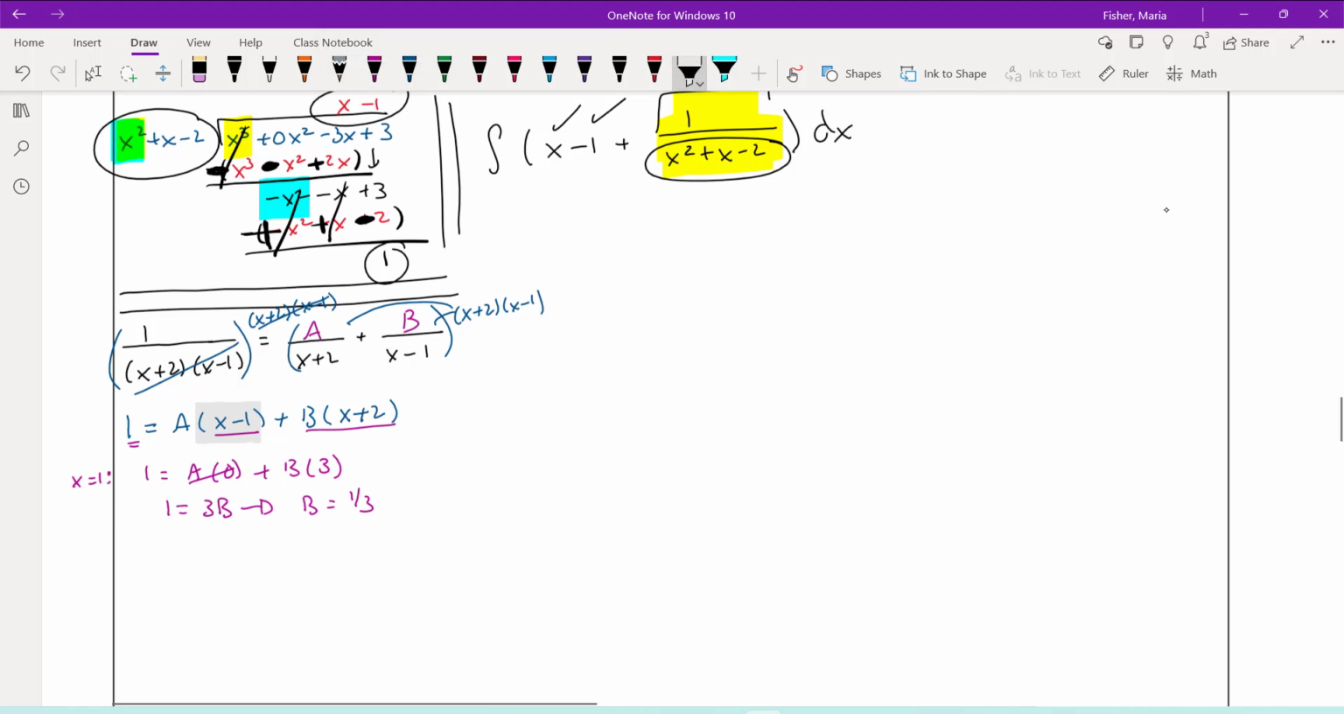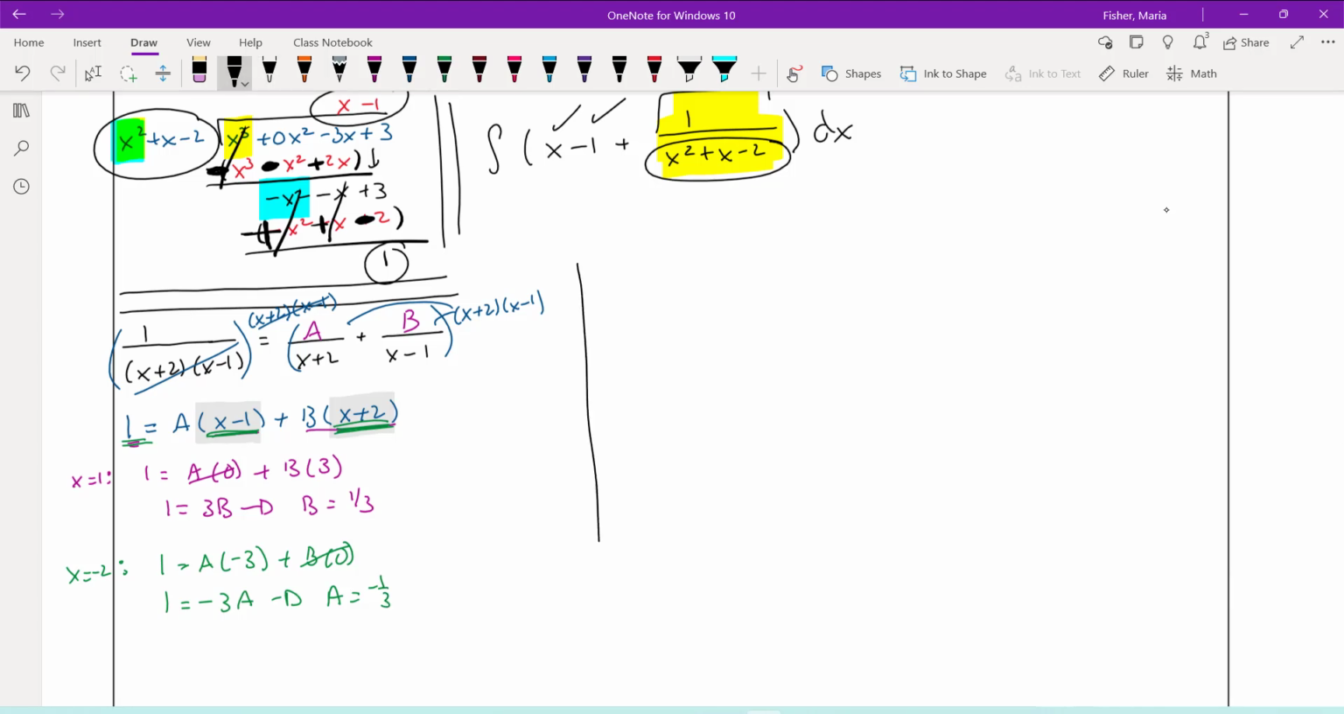What do I plug into the other term so that it will cancel? A negative 2. So if x is equal to negative 2, I'd have 1 equals A times negative 2 minus 1 is a negative 3, plus B, negative 2 plus 2 is a 0, so that term cancels. So I have 1 is equal to negative 3A, and that means that A is equal to negative 1/3.